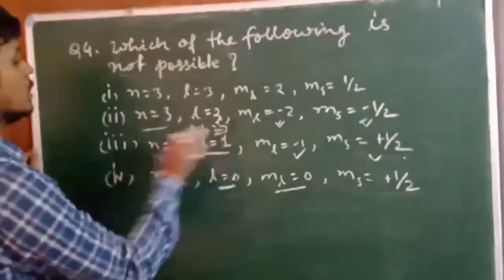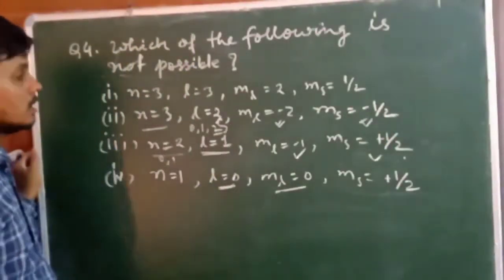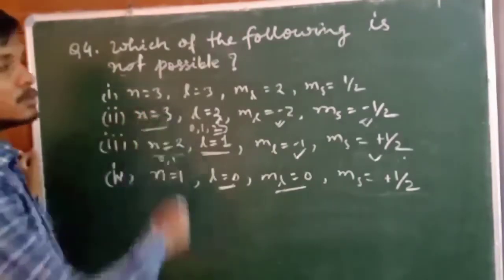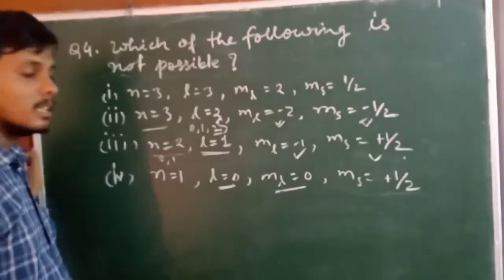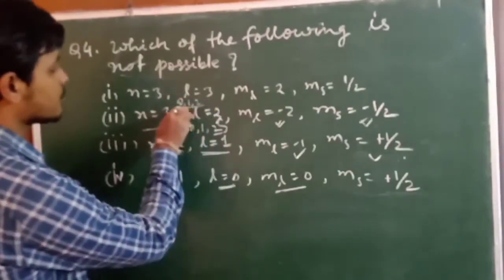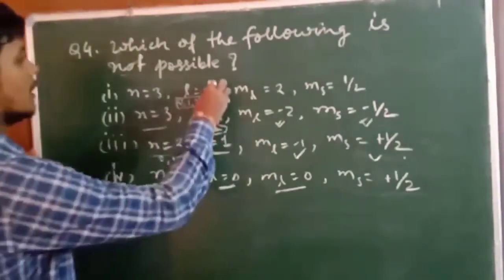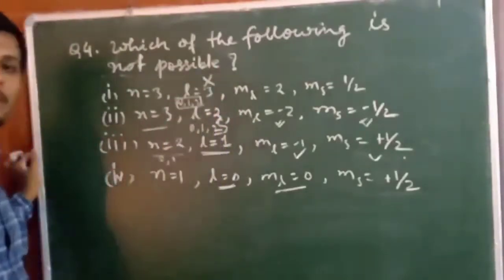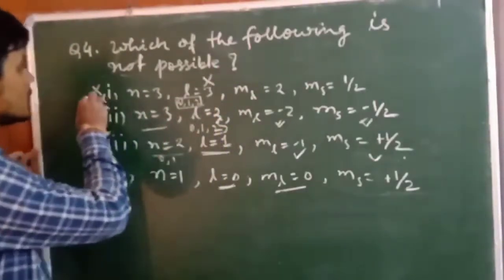But now if I see option number 1, n equals 3. If n equals 3, then there can be only three values of L, 0, 1, 2. But I can't have L equals 3. That means this option is not correct.